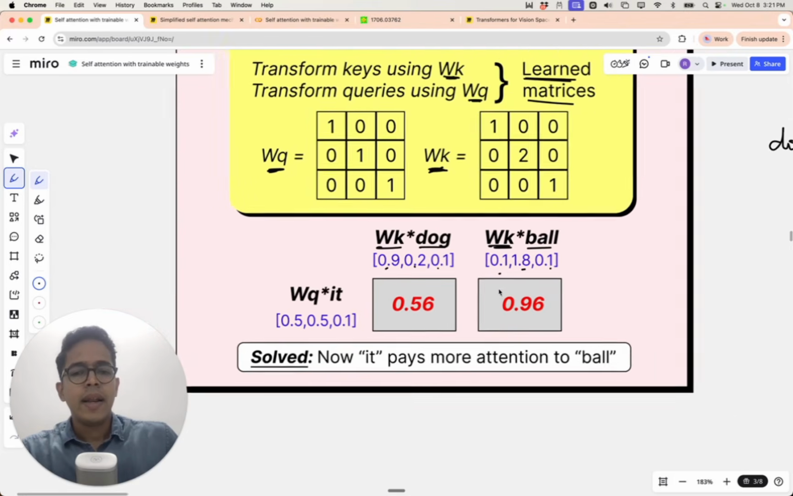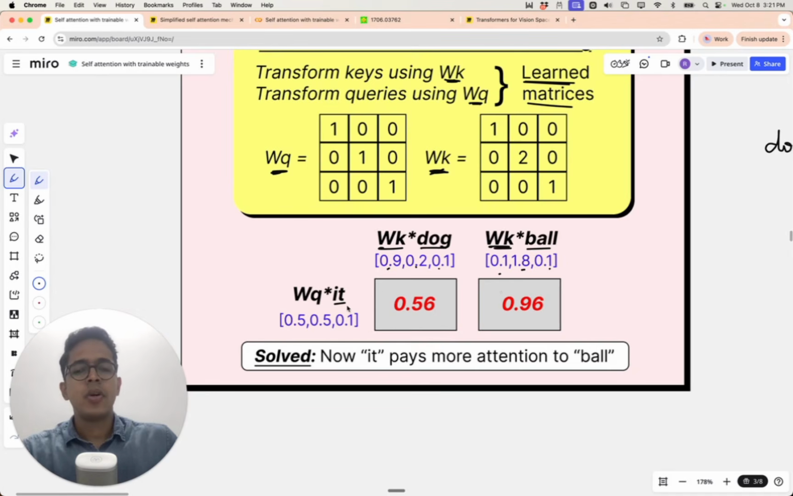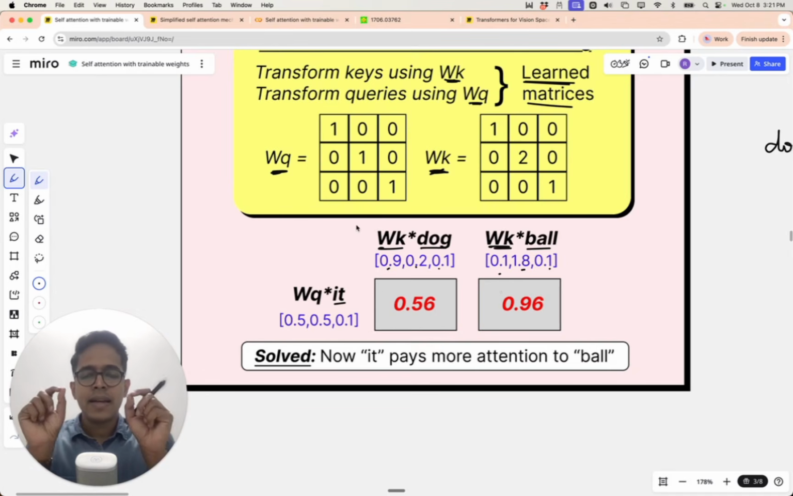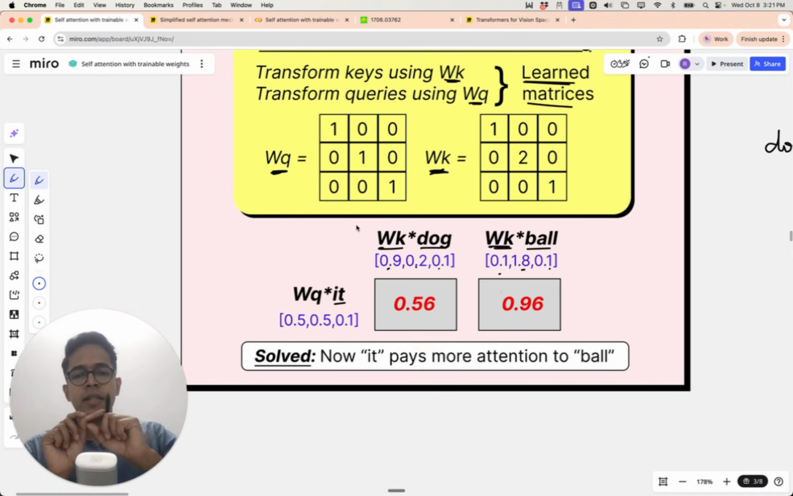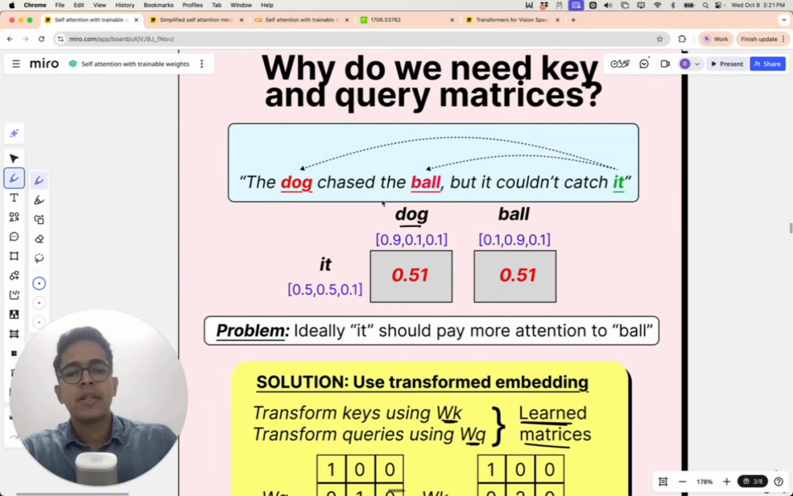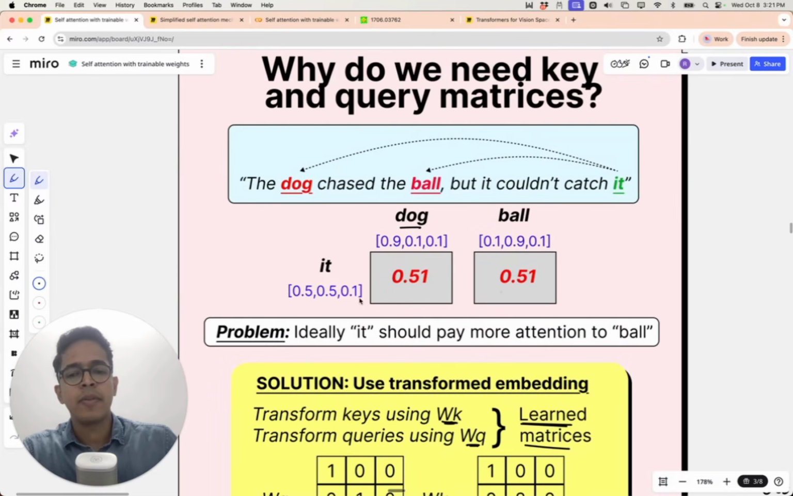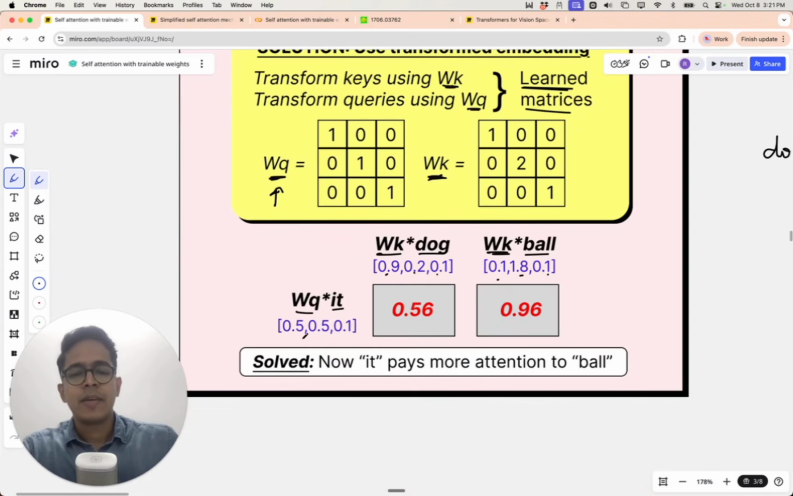Now, the query that we are looking at is it, because we want to see how much attention it has to pay to dog and how much attention it has to pay to ball. So now the query is it, which means it is transformed using WQ. And WQ is this matrix. If you multiply this matrix with the original input embedding for it, which was 0.5, 0.5, 0.1, you get something like 0.5, 0.5, 0.1, because you might notice this is just an identity matrix.